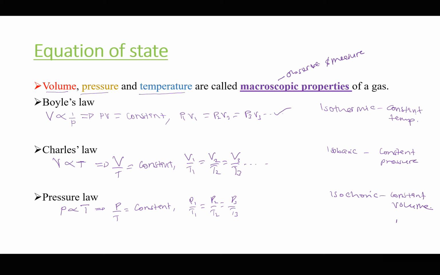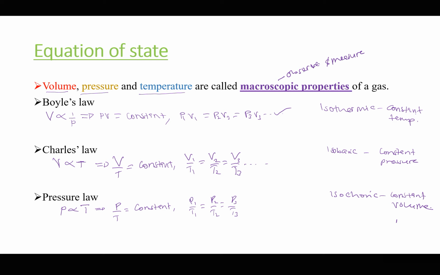Any process which occurs at constant temperature is said to be isothermic. Then the second law, which is very useful here, is going to be called Charles's law. Charles investigated the relationship between volume and temperature at constant pressure, and his investigations showed that the volume of a fixed mass of a gas is directly proportional to the temperature as long as the pressure is kept constant.